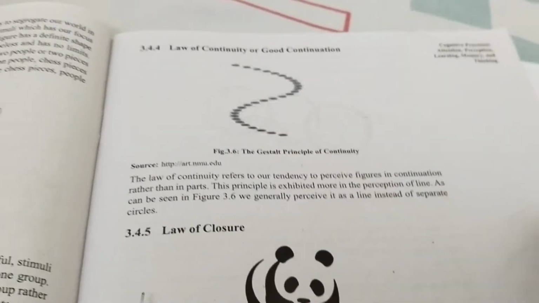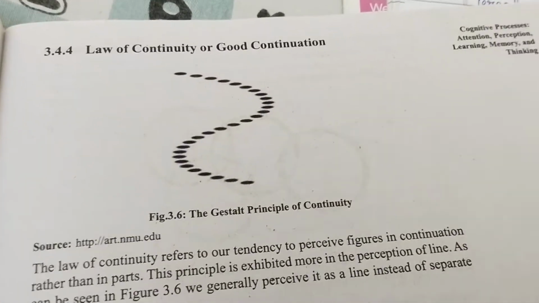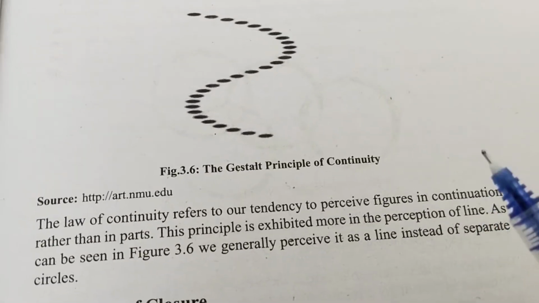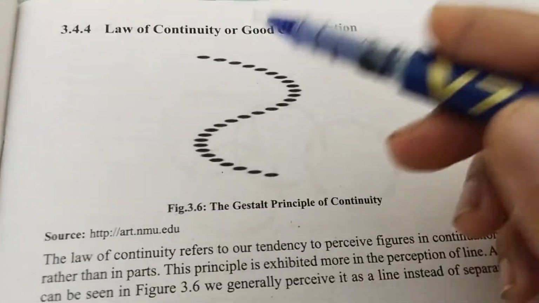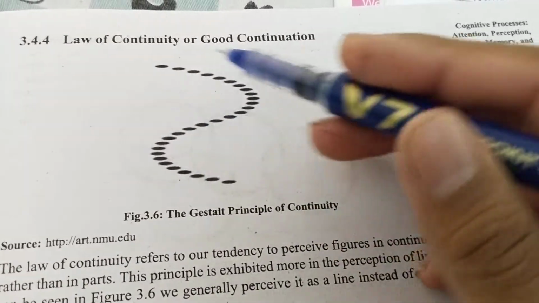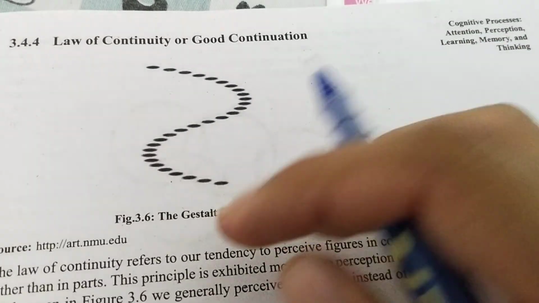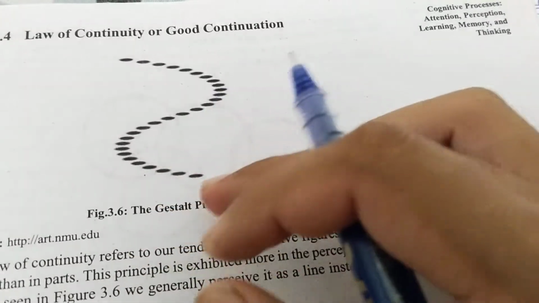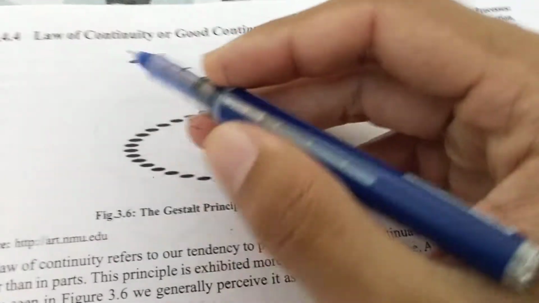This is the law of continuity or good continuation. The law of continuity refers to a tendency to perceive figures in continuation rather than in parts. So if you look at this picture, you see it as a kind of picture that goes from here to here. You don't see these as just randomly arranged circles. These are individual circles which are arranged in this way. You look at this as one whole.